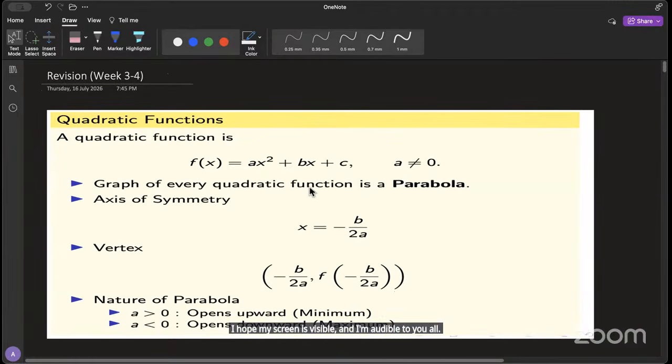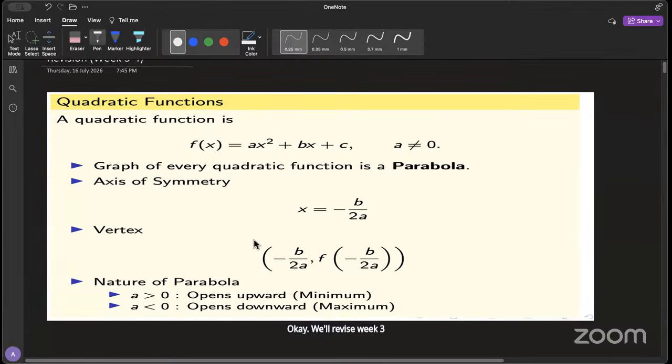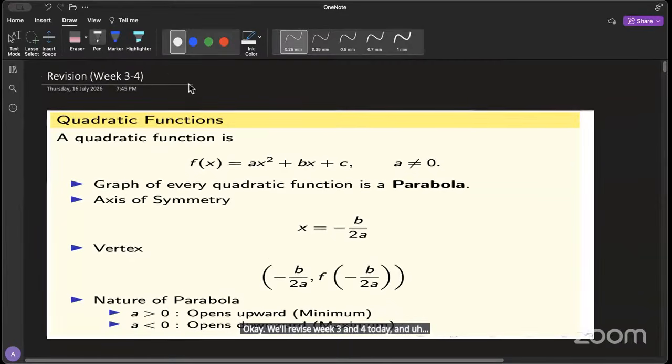So today we'll be revising week three and four. Okay, we'll revise week 3 and 4 today. And week 3 is about quadratic equations. So your quadratic function, what is the function?